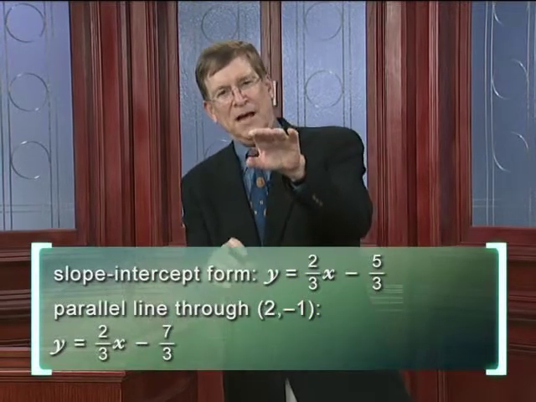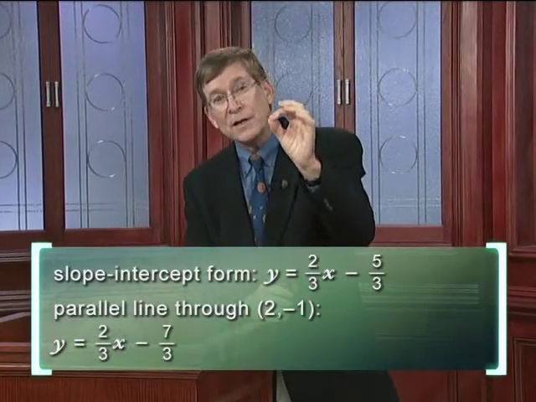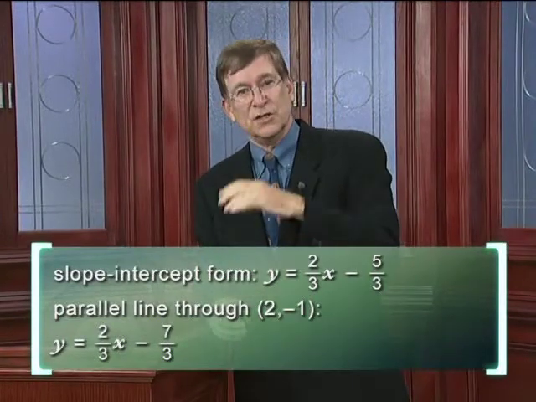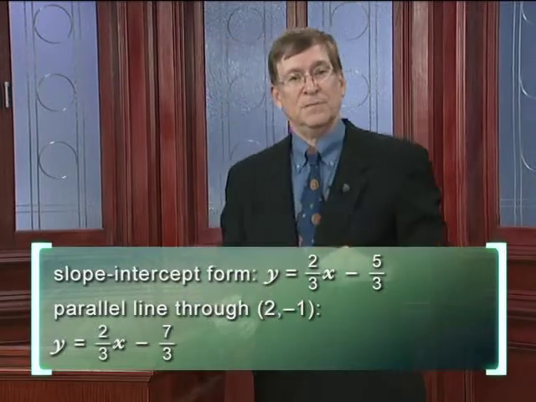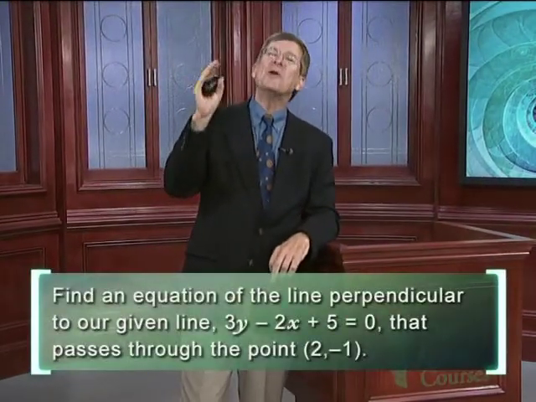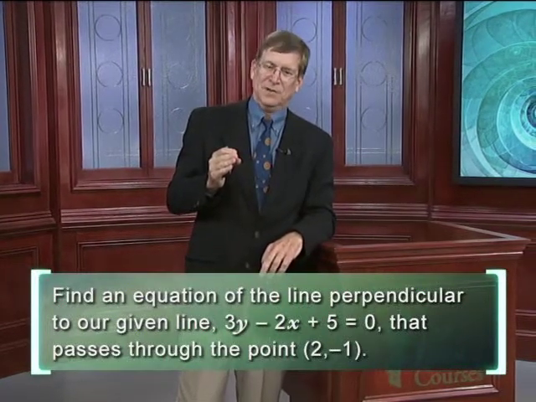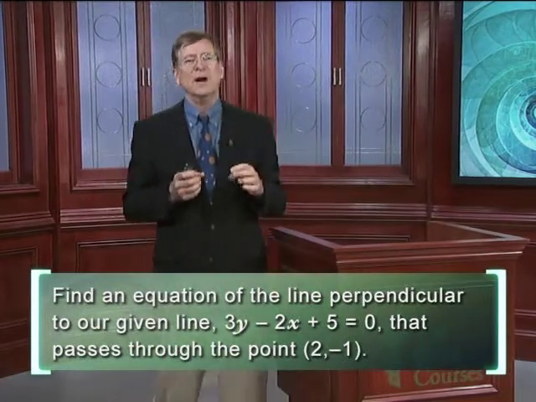Now let's talk about that line. Its slope is the same as the original line, 2/3, but it passes through the point 2, minus 1. You can check that by just plugging in 2 and minus 1, and it satisfies the equation. Cool, we got that. Let's do a little bit harder problem. Let's find now the equation of the line perpendicular to our given line, 3y minus 2x plus 5 equals 0, but again passing through the point 2, minus 1.